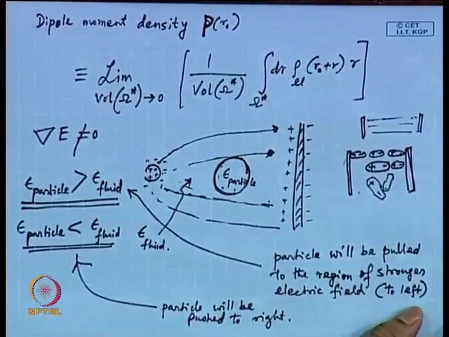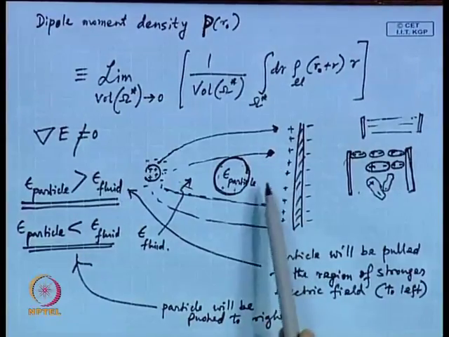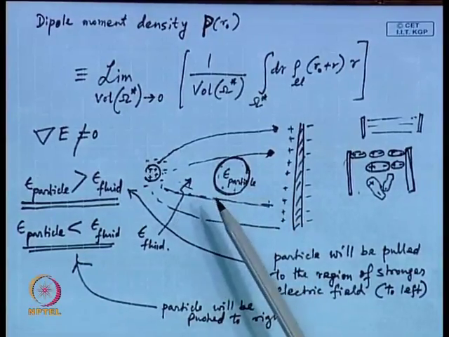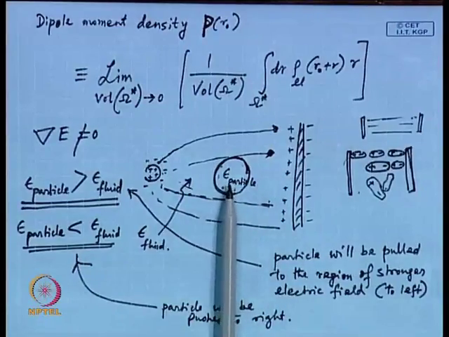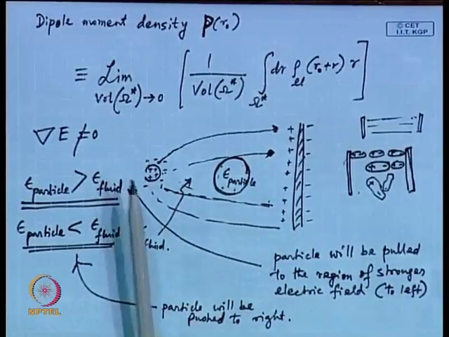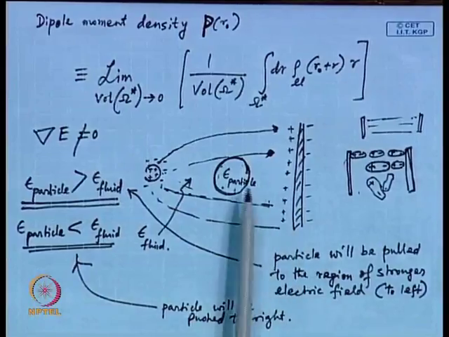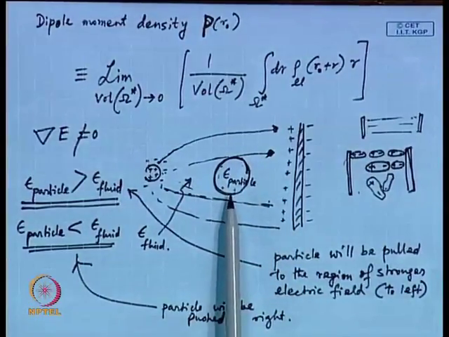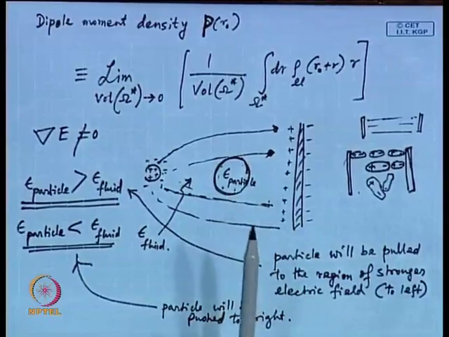So, what you basically do here is create a non-uniform electric field, and by imposing a non-uniform electric field you are pulling some particles and not pulling some other particles, depending on the dielectric constant of that particle. So, that is the bottom line of what we discussed so far.